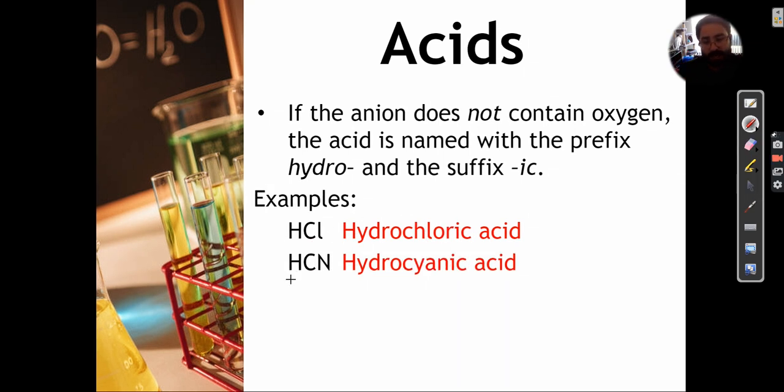All right, let's check out another one. So HCN. So there's hydrogen, so you know it's an acid. So you're going to have hydro. Now CN, there's no oxygen.